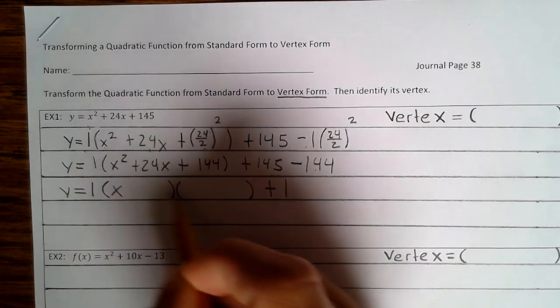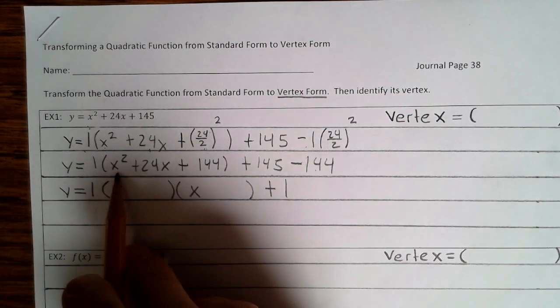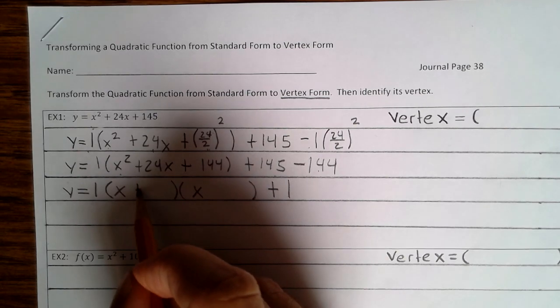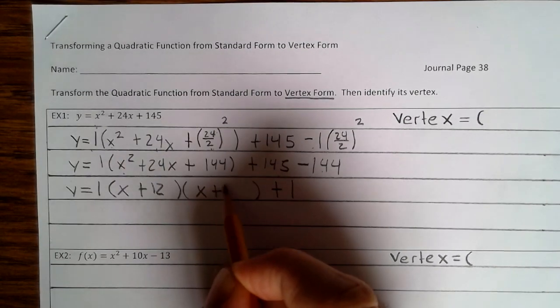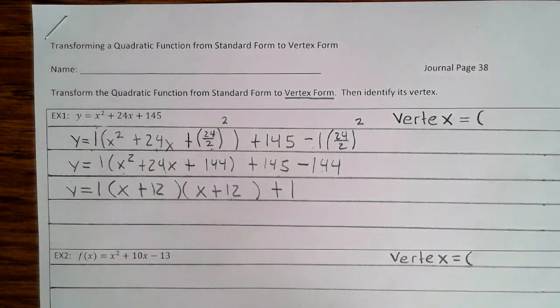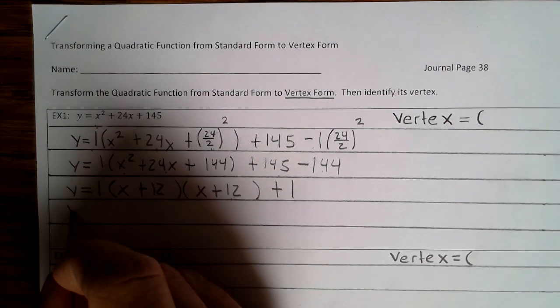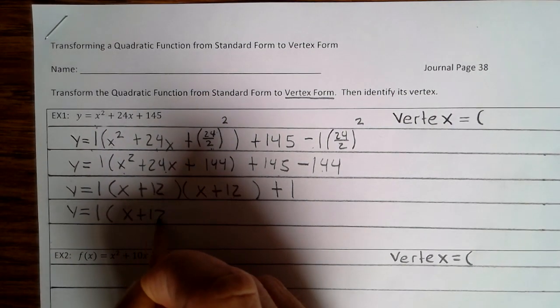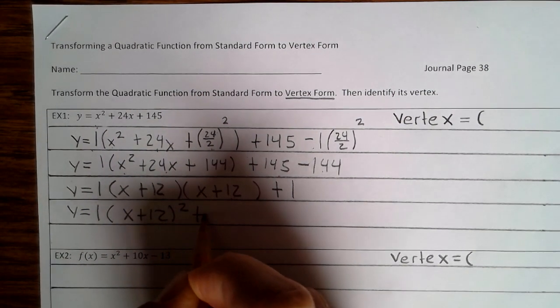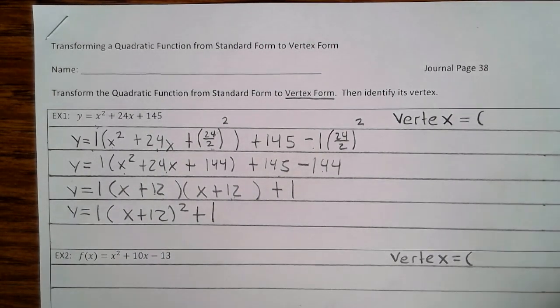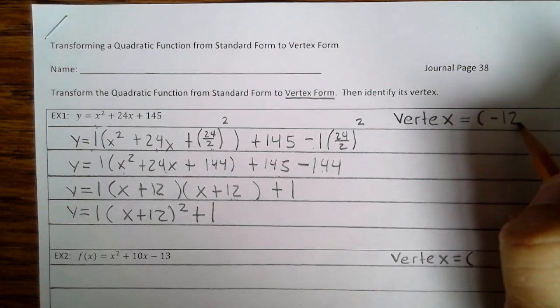We know that x times x makes x squared. And then we already found the factor because the factor is 24 divided by 2, which is 12. So plus 12 plus 12. And we know that works because 12 plus 12 is 24, and 12 times 12 is 144. And then last step, this is y equals 1, parentheses x plus 12 squared plus 1. So the vertex is negative 12, comma 1.